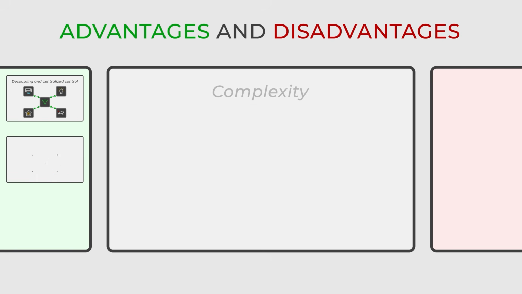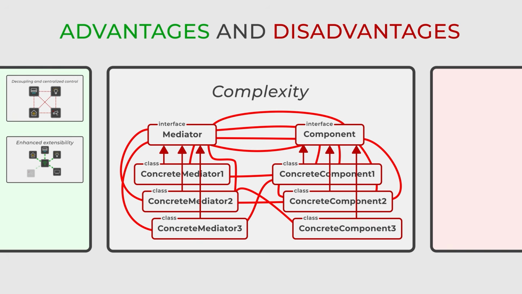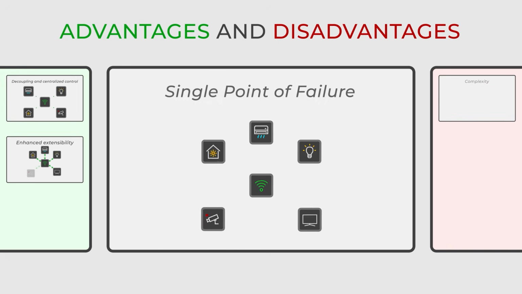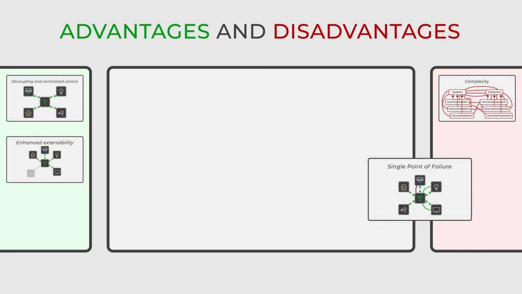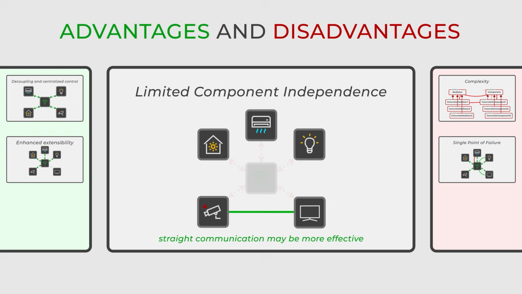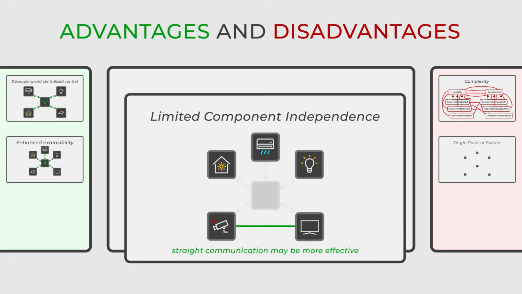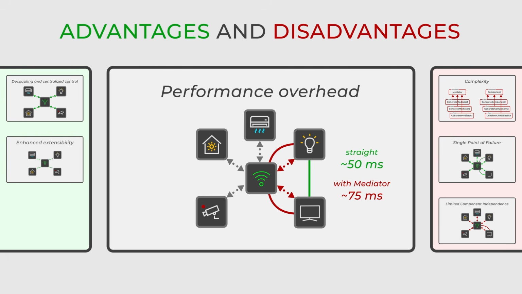On the other hand, one of the main issues is the additional complexity it can introduce, particularly when dealing with many components and intricate interactions. The mediator can become a single point of failure or a performance bottleneck if it becomes overly complex or tightly coupled with the components. This design pattern also limits the independence of the components, since they need to communicate through the mediator, which is only ideal in some scenarios. Additionally, depending on how it is implemented, using a mediator might introduce a slight performance overhead due to the additional layer of communication required.